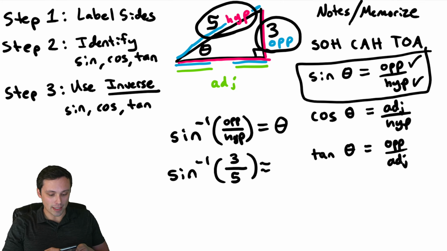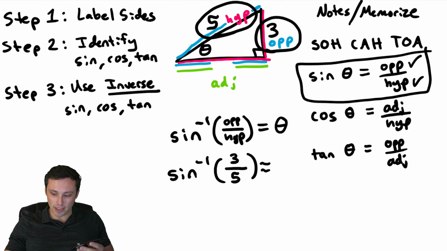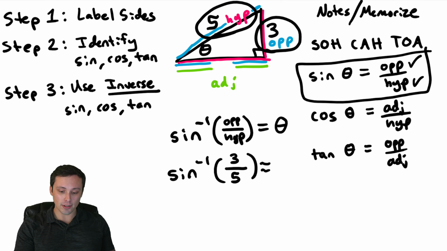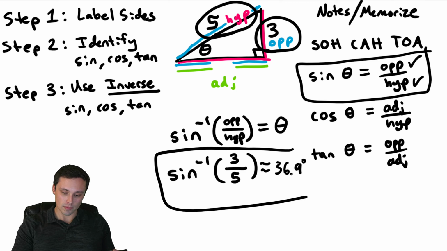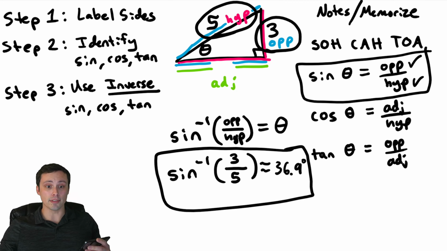If I type this in my calculator, then I get 36 point, well, I get a whole bunch of decimals, and the problem might tell you how far you want to round. I'm getting about 36.9. I rounded that to the nearest 10th. But you might have been asked to round to a different number of decimal places.